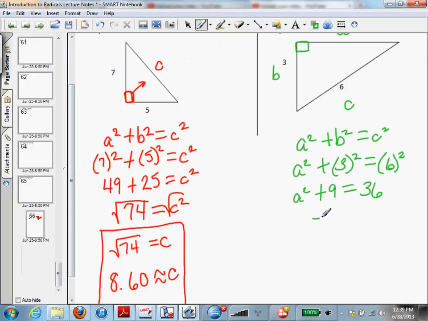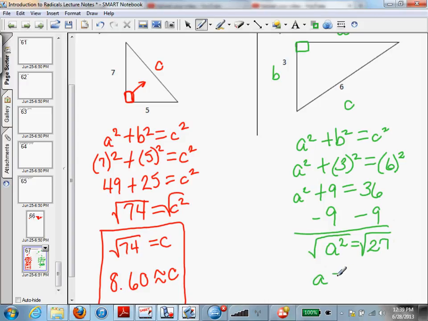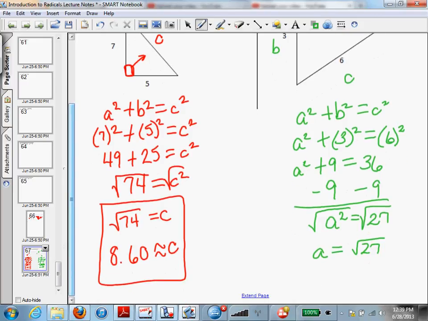To solve for a, let's subtract 9 first to get a squared by itself. So we have a squared equals 36 minus 9, which is 27. Now to get a by itself, you want to take the square root of both sides. So a is equal to the square root of 27, or if we punch that in our calculator, the square root of 27 is approximately 5.20.